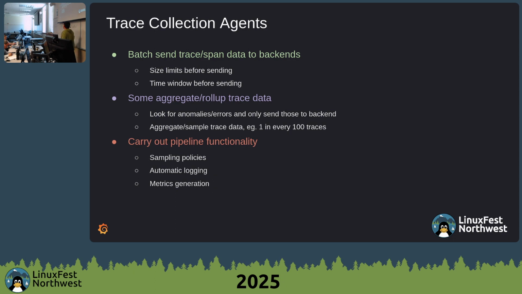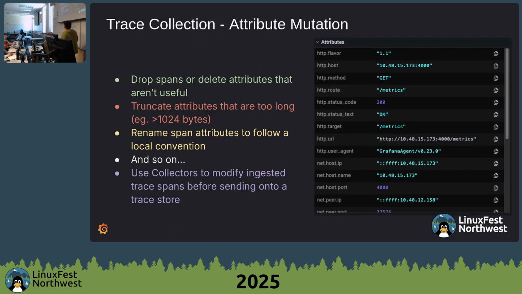The other thing it can do is work on the data that you've already got. Examples of this are attribute mutation. Maybe you're receiving spans and they've got lots of great contextual attributes, but maybe there's too much of them. Maybe you want to rename them. Maybe it doesn't conform to the schemas that you have. Maybe you want to put schemas in. So the trace collection agents can say, if I find a span attribute called this, I can rename it to this, or I could drop it if it's not very useful, or I could drop spans if they're not very useful. So it allows you to do a lot of pre-processing before you send that data to a backing store.